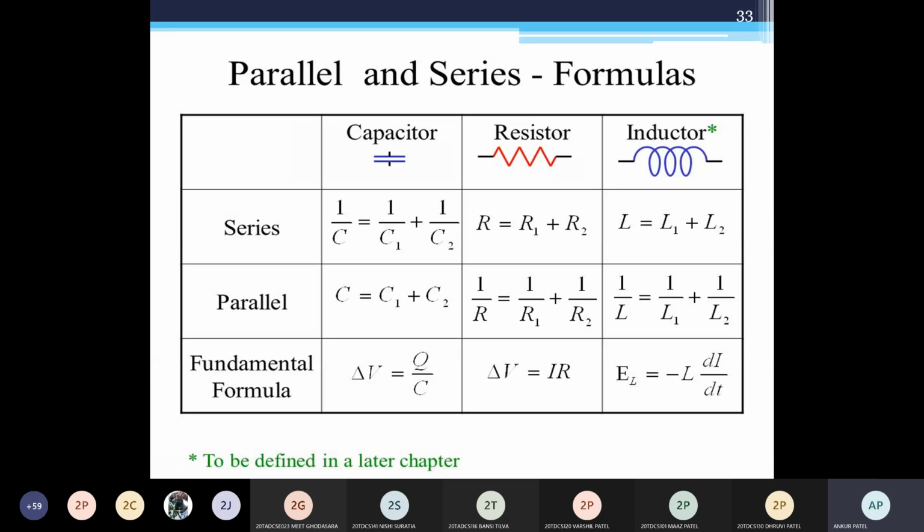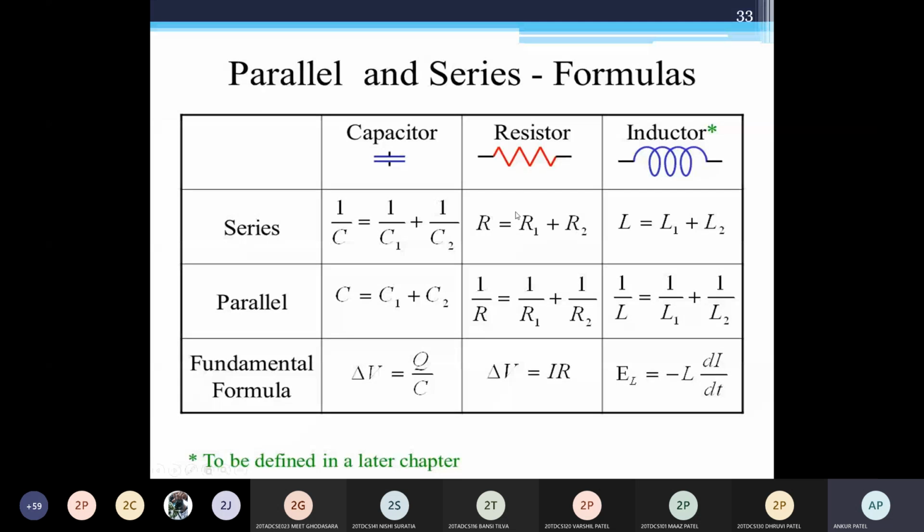Before going for examples, you should know some advantages, disadvantages and applications of series connections. So in disadvantages of series circuit, if any failure or break occurs in the circuit, current will not flow. Due to that, your entire circuit becomes useless.